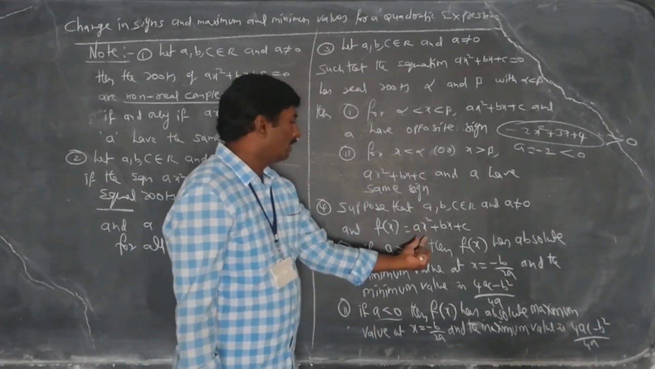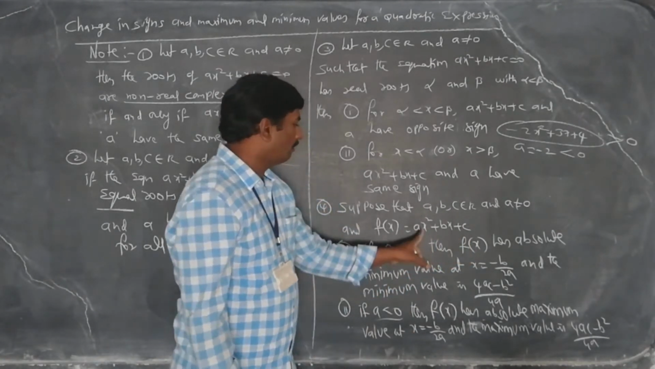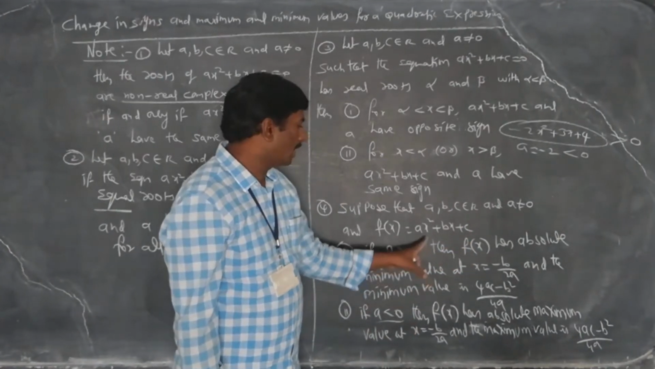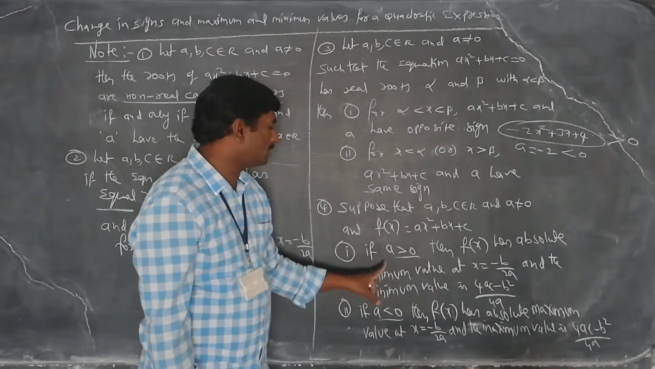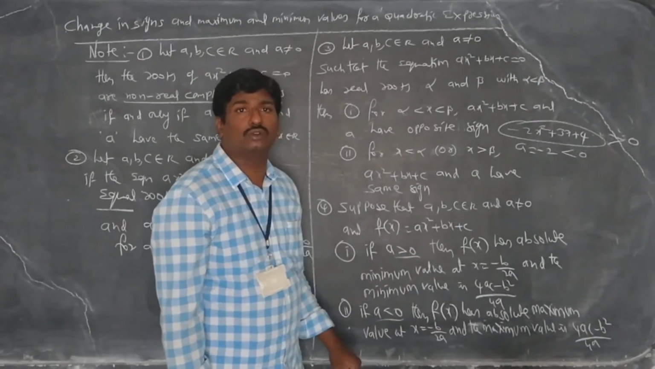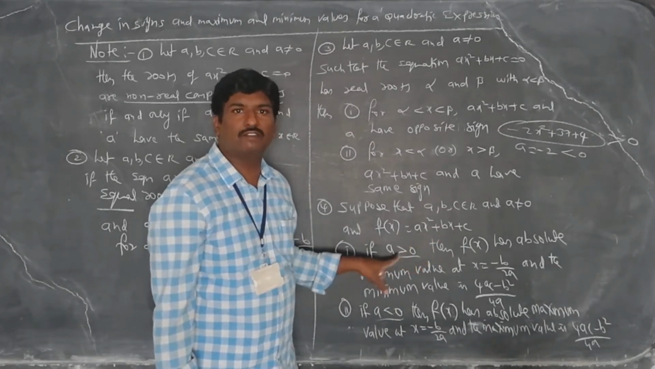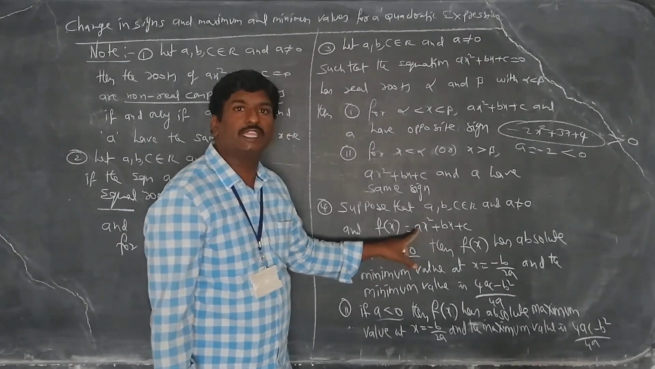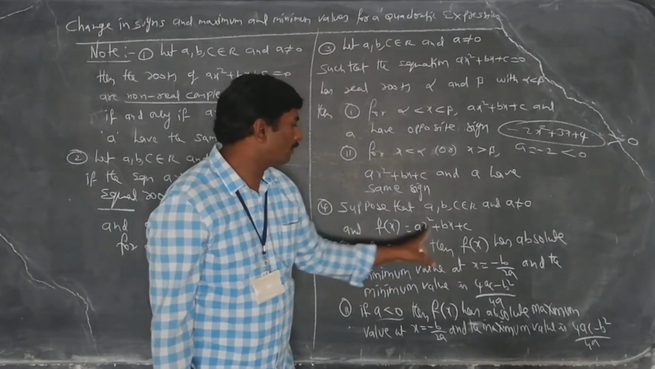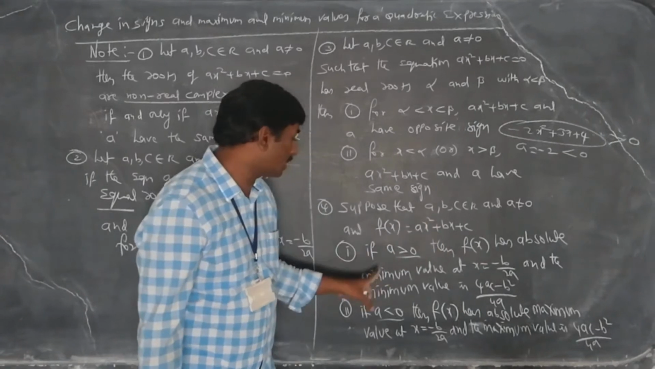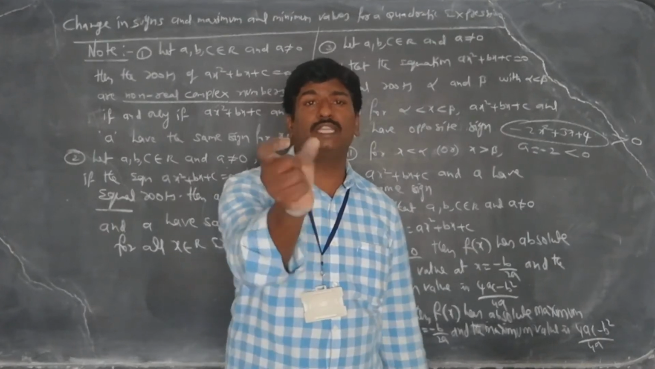So what is being said here? Take f of x equal to ax square plus bx plus c, a quadratic expression where a, b, c are real numbers and the coefficient of x square is never zero. Then only we say that it is a quadratic expression. If a is greater than 0, meaning the coefficient of x square is positive, then the function has an absolute minimum. That means it has only a minimum value.